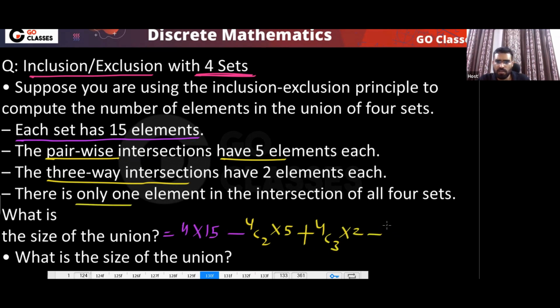Then this 4C4. Okay, so only one element in the intersection of all of them. So this plus minus this, and only one element. So this is going to be your answer. Is this clear? So basically the answer is 60 minus, this is 6 and 5, that is 30, plus this is 4C1, that is 4, so that is 8, minus 1. So this is the answer. So 30 plus 7, so answer will be 37.